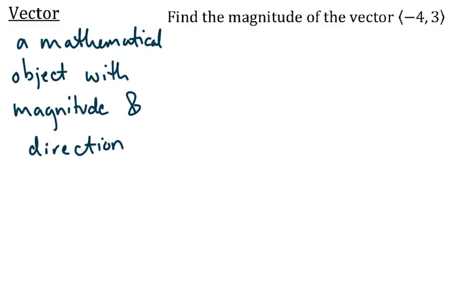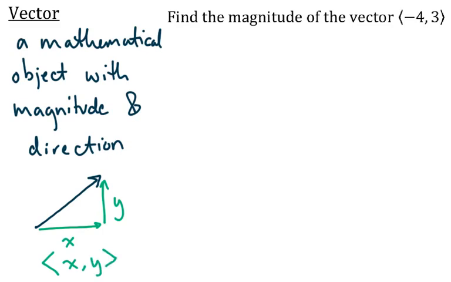You'll often see it written like this over here, with -4 and 3. Those are the horizontal and vertical components for a vector, which would often look like an arrow. You've got a horizontal component this way, x, and then a vertical component, y, and this vector would be written as ⟨x, y⟩, like so.